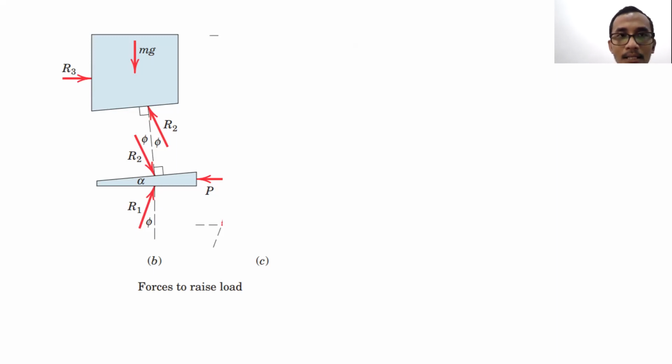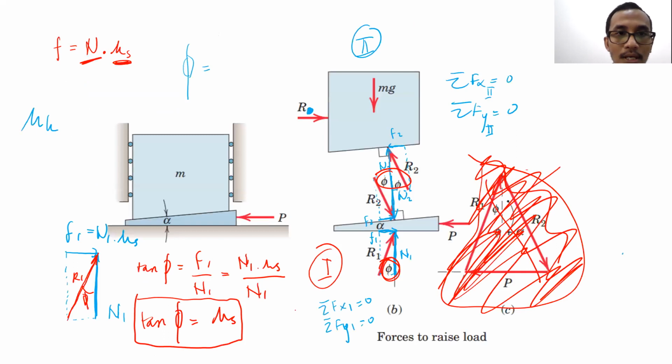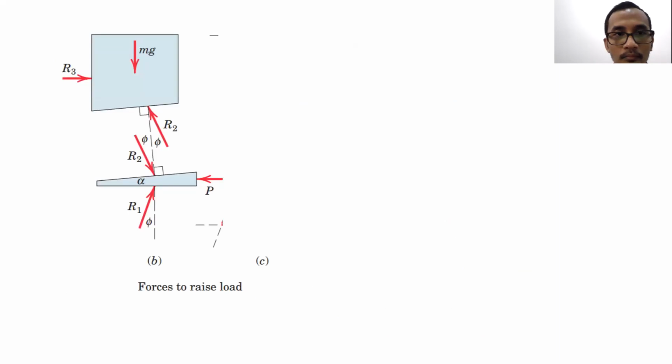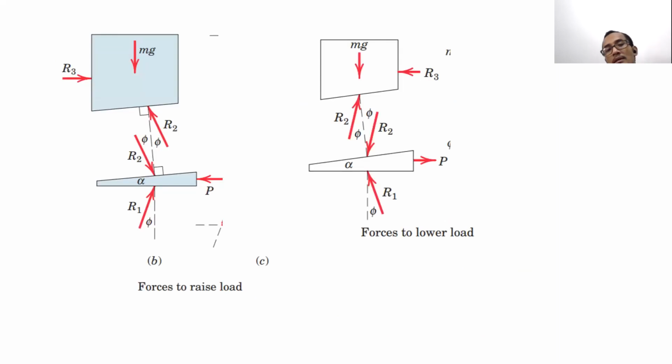Okay, but there is another condition. What if we want to pull the wedge out? What are we supposed to do if we want to pull the wedge out? How can we draw the free body diagram? Okay, so this is it. This is the free body diagram when we want to pull the wedge out.